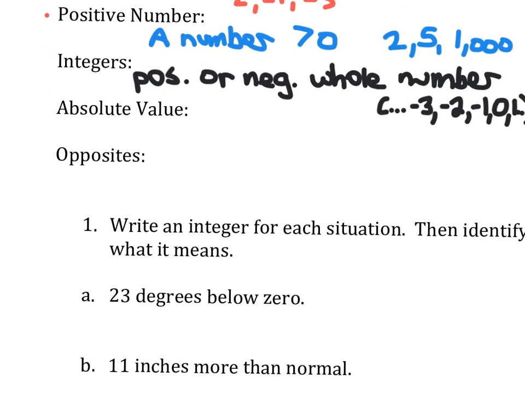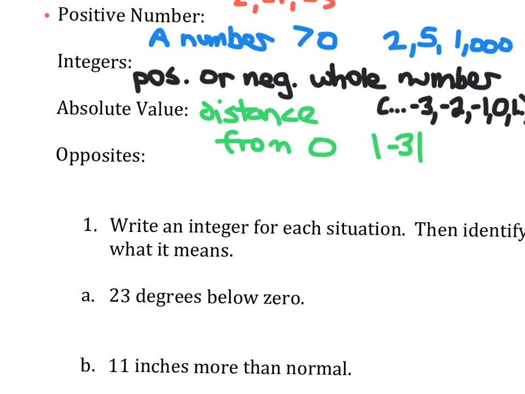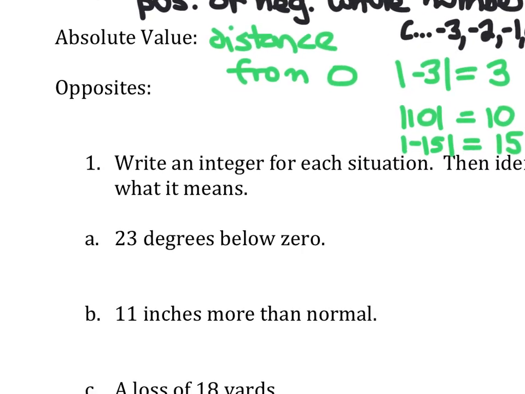Now, the absolute value is the distance a number is from 0. Now, we use brackets that look like this to show absolute value. So, if I ask you to find the absolute value of -3, I'm asking you to tell me how many spaces -3 is from 0. -3 is 3 below 0, so it is 3 spaces from 0. If I asked you to find the absolute value of 10, well, 10 is 10 spaces above 0, so that's going to be 10. If I asked you to find the absolute value of -15, well, -15 is 15 spaces below 0, so that would be 15. So absolute value is neither positive or negative. It's just how many spaces you are away from 0.